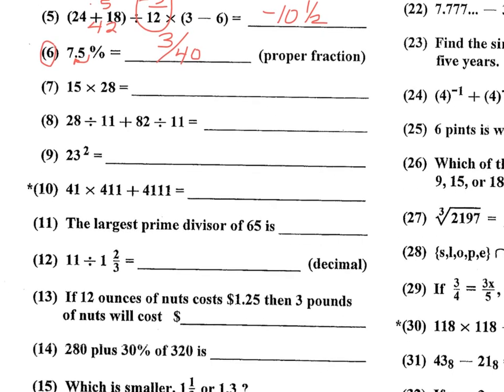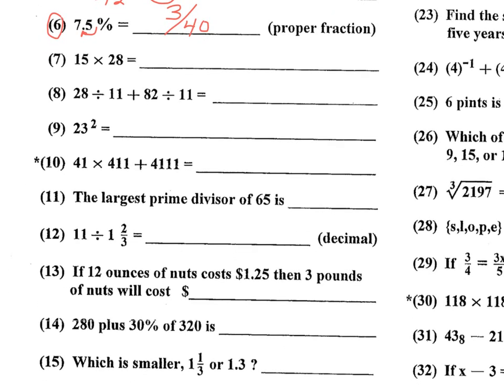Number 7, 15 times 28. This one requires a little trick: you could double the 15 and then take half of 28, which is 14. 30 times 14 is 420. Okay. Number 8, 28 divided by 11 plus 82 divided by 11. Well, on this one, I would just add 28 plus 82 and divide all that by 11. 28 plus 82 is 110. 110 divided by 11 is 10.